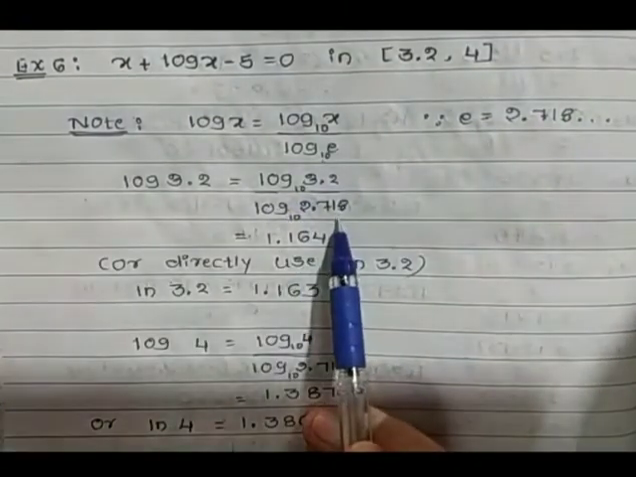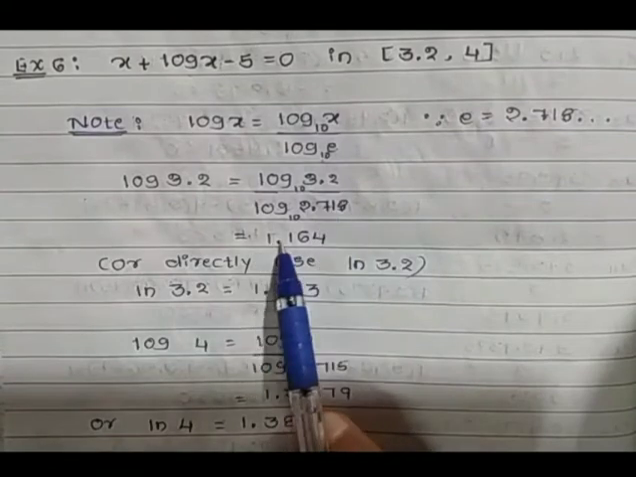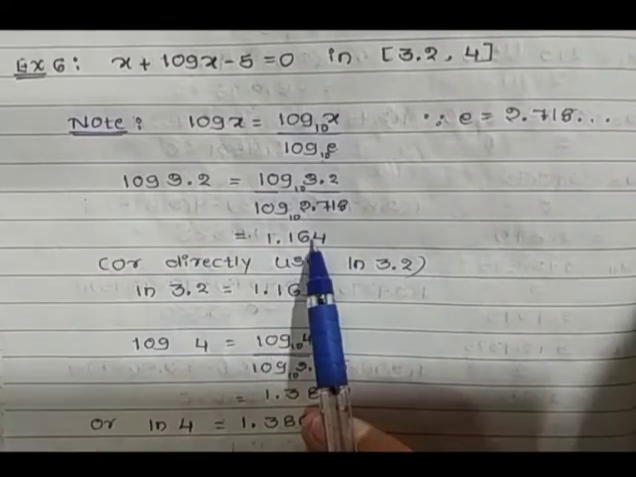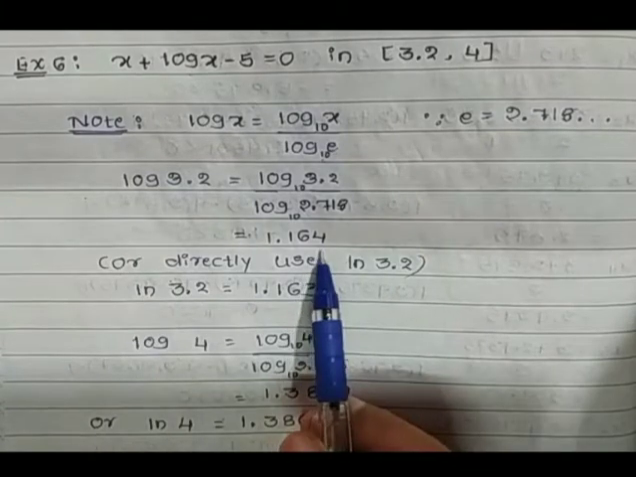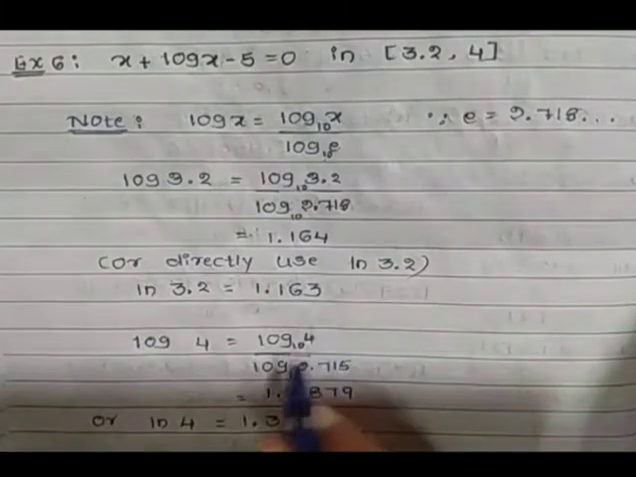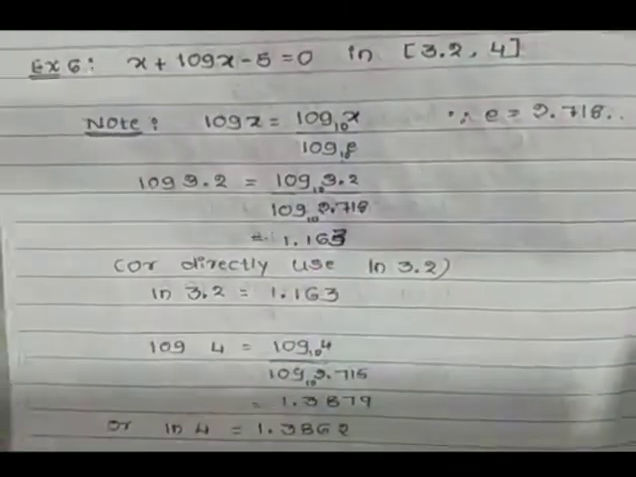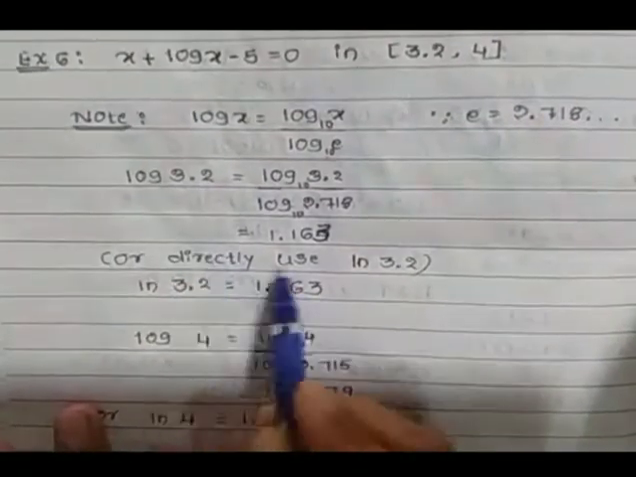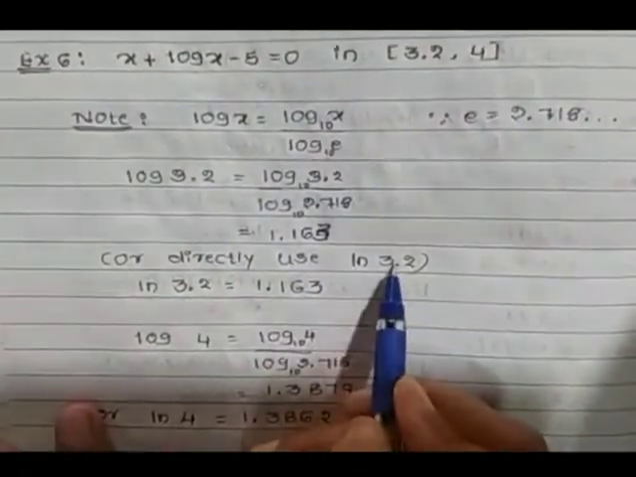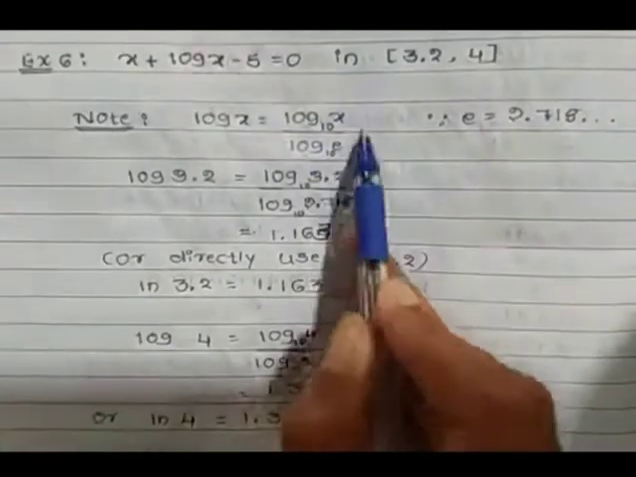Find the value, divide it, we'll get 1.160, we have got, right? 1630, yes, 163 something we'll get, yes, 163 we'll get. Then instead of doing all this directly, we can use ln 3.2. So this ln is the simplification of this division.